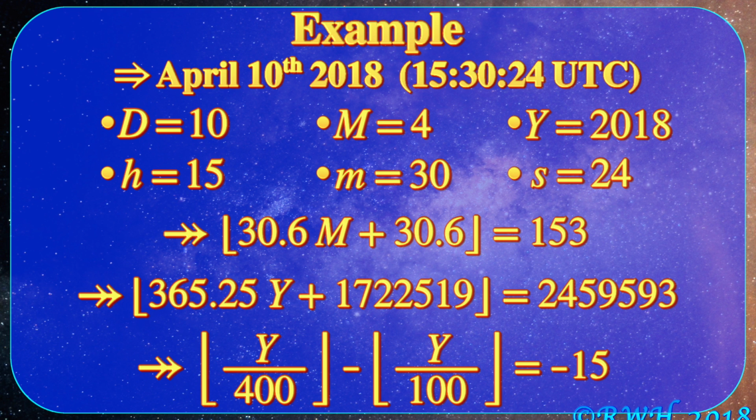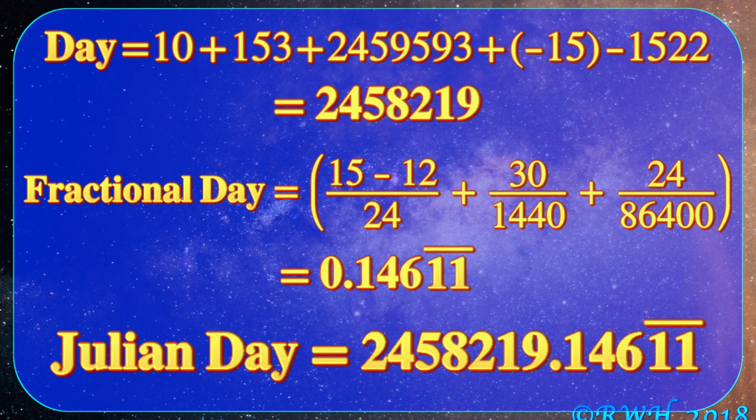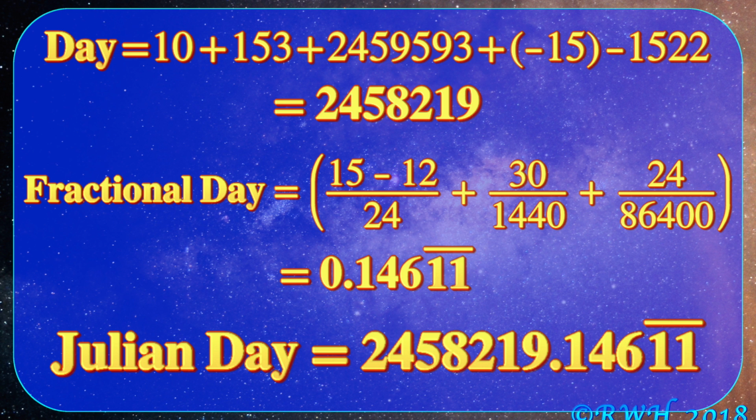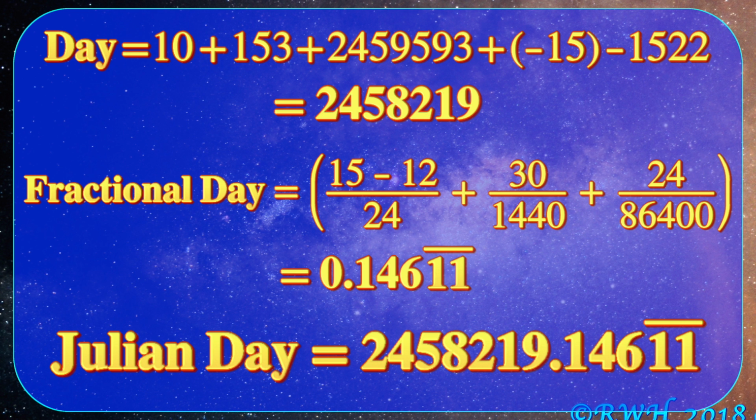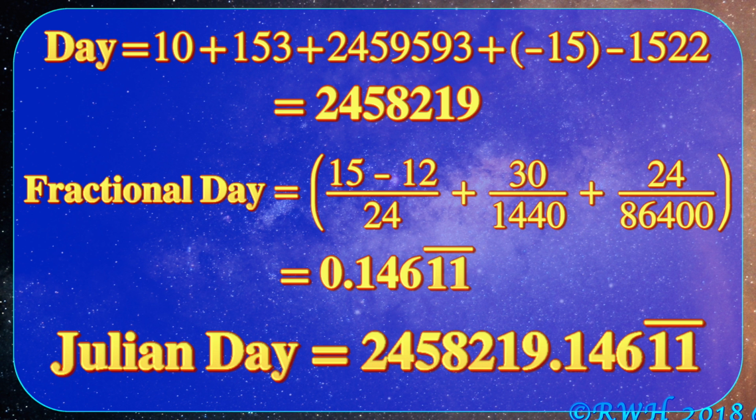The next term containing the year equals 2,459,593, and the following term also containing the year is equal to negative 15. Next, we sum the results of the individual terms with the day variable of 10, and subsequently subtract 1,522 from the summation, which results in a Julian day number of 2,458,219. Next, we need to calculate the fractional day using the time variables, which gives a result of 0.146111.